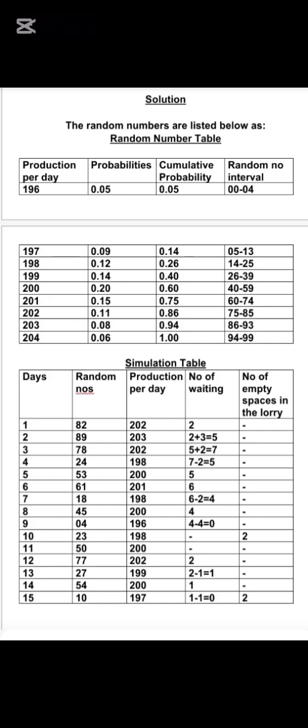The number waiting is realistic. In the question, the lorry carries 200 mopeds. So if it comes and it says 202, if you carry 200, how many are remaining? 2. That's what waiting means. That 2 is still waiting. It comes the next day, it says 203. If you carry 200, how many are remaining? That 3 plus that former 2, remaining 5 is still waiting. That is realistic. Even the part where you are seeing number 7, 198, it was remaining 6 before.